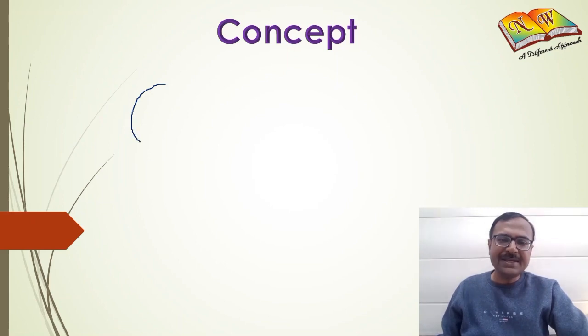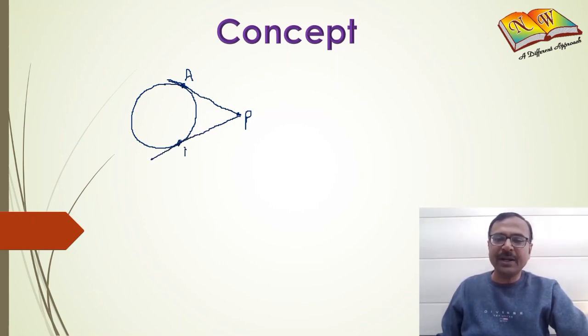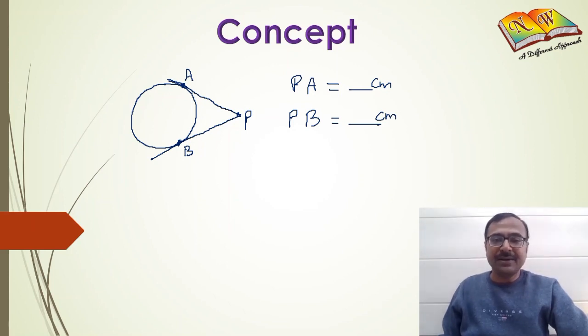If you have any circle of any radius and you take a point P outside the circle and draw tangents which touch the circle at say point A and point B. There are only two possible tangents which can be drawn to a circle from an external point, PA and PB. So if you measure the length of PA and measure the length of PB, surprisingly, you will find that the two lengths are exactly equal.